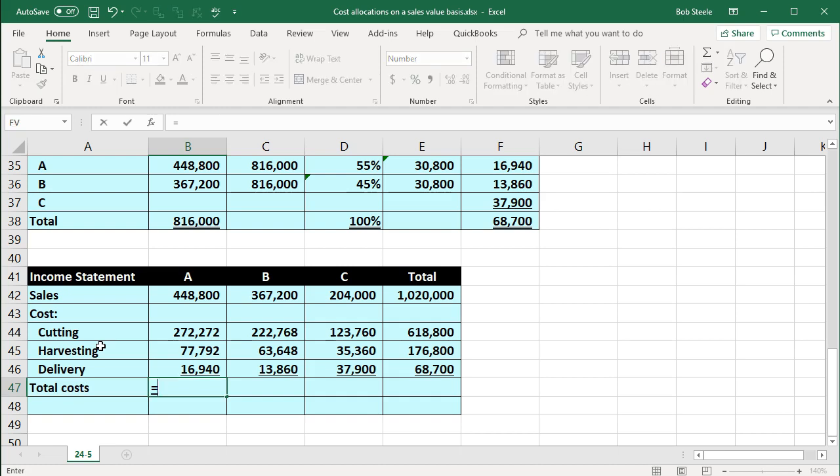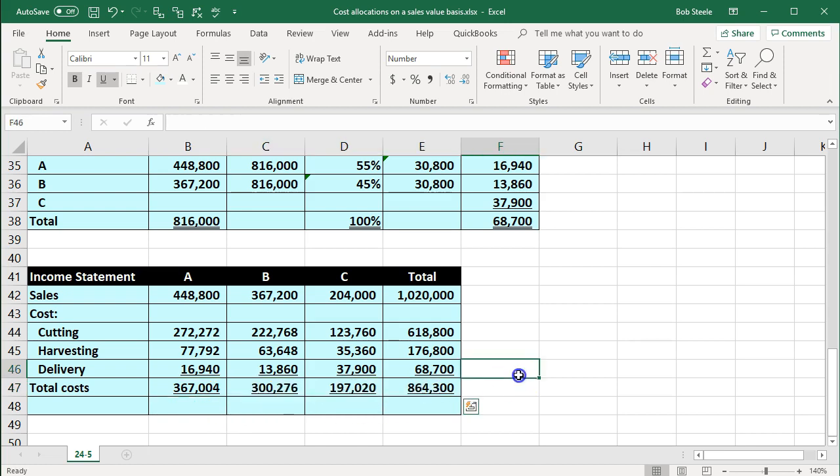So we're going to say total cost equals the sum of these three. Going to go ahead and autofill that across. So I'll select it, put our cursor on autofill, drag it across. Of course, that's the same as highlighting these three, which is 867.3, 864.3, 864.3. And then if we subtract these out, then we will, of course, arrive at net income.